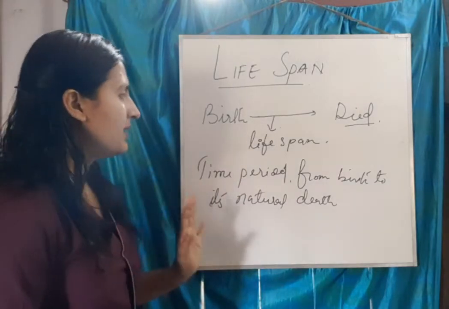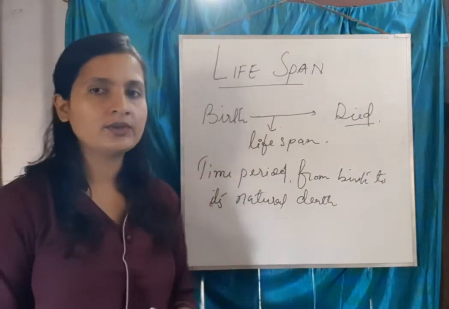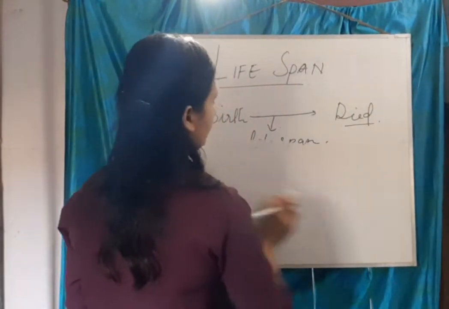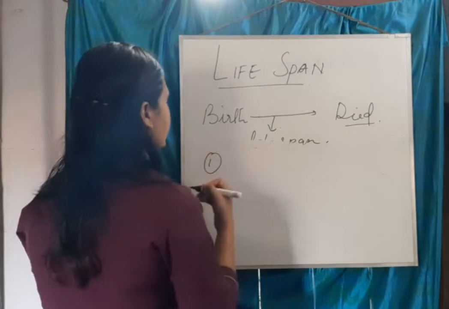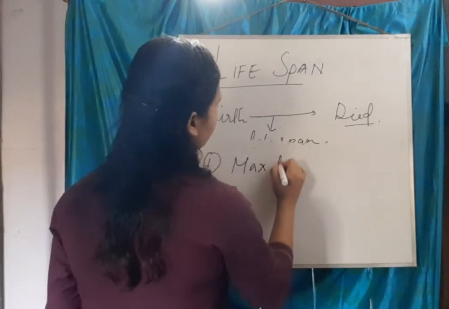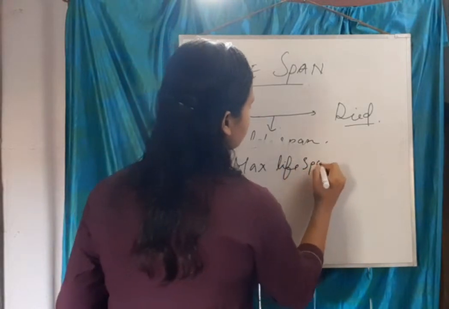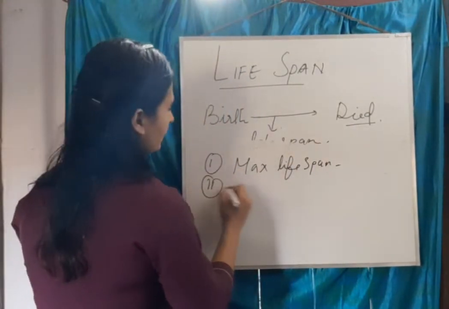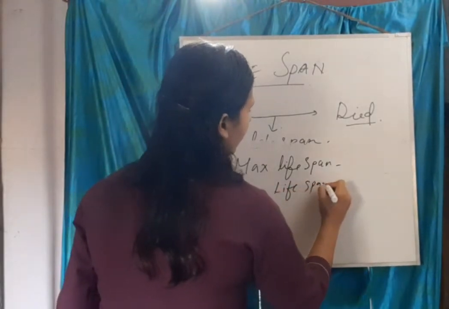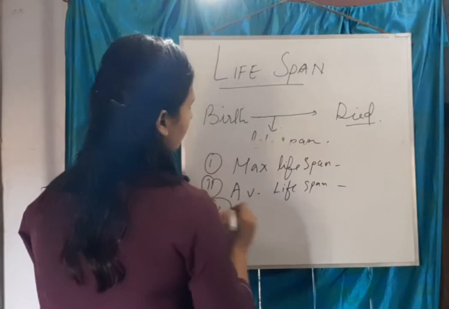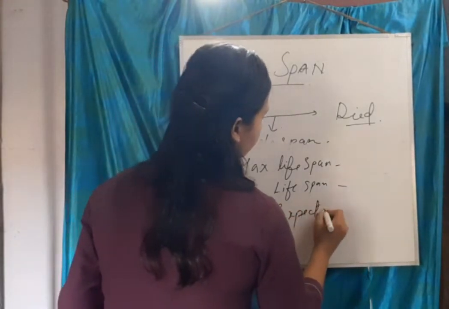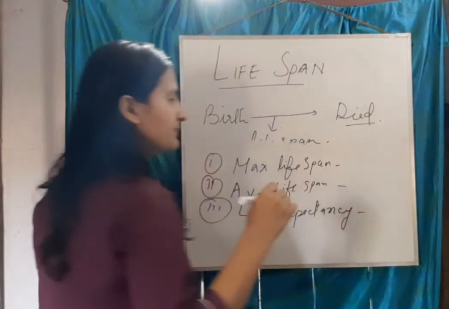Now this lifespan is of different types. Number 1 is your maximum lifespan. Second is your average lifespan. And third is your life expectancy. Now what is the difference between these three?